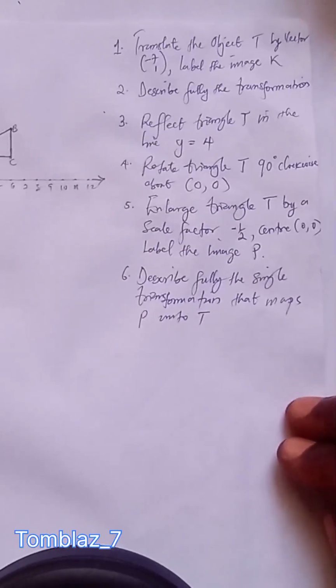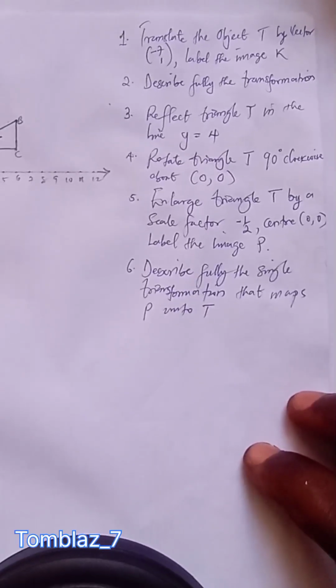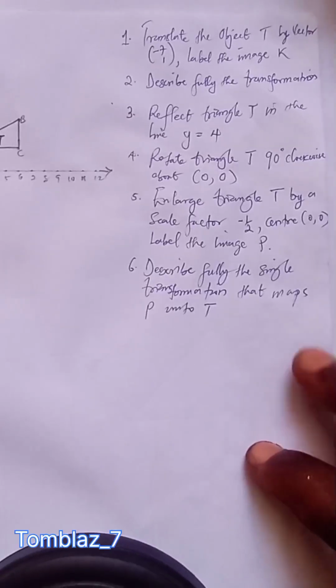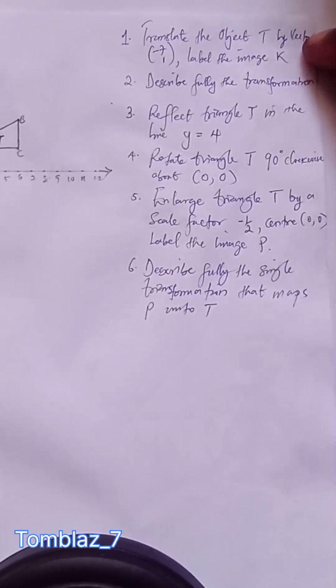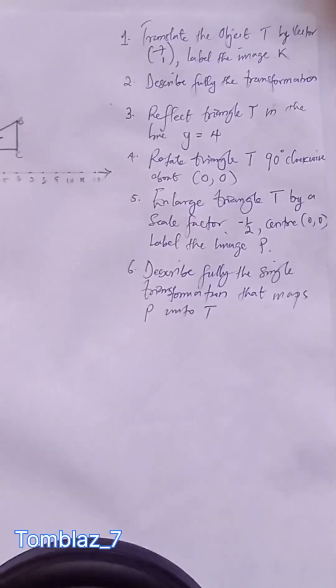Question 2 says describe fully the transformation. Question 3 says reflect triangle T in the line y equals 4. Question 4 says rotate triangle T 90 degrees clockwise about (0, 0). Question 5 says enlarge triangle T by a scale factor -1/2, center (0, 0). Label the image P. And then question 6 says describe fully the single transformation that maps P onto T.